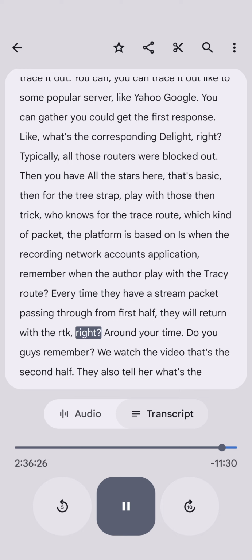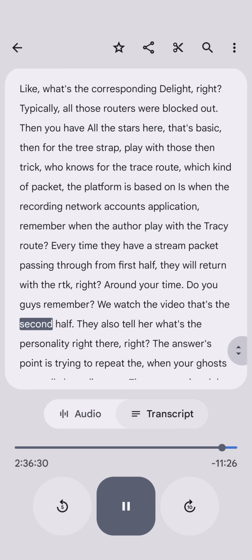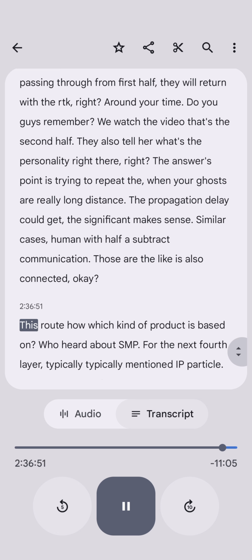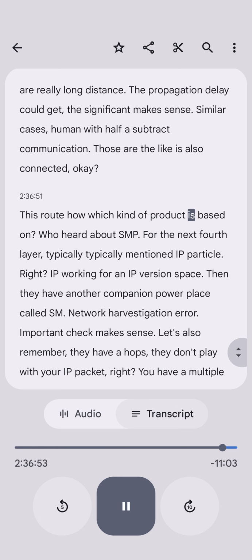Tell you, then round trip time. You guys remember when you watch the video, then the second hop, they also tell you what's the corresponding delay here, right? The author's point is, when you go through really long distance, the propagation delay could get significant. Makes sense? Similar case, when we talk about satellite communication, those delays are also getting significant. Okay? For traceroute, whoever knows traceroute, which kind of protocol is it based on?